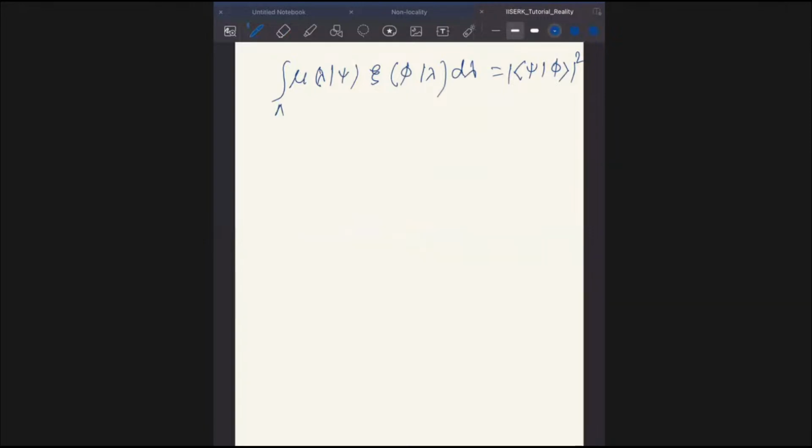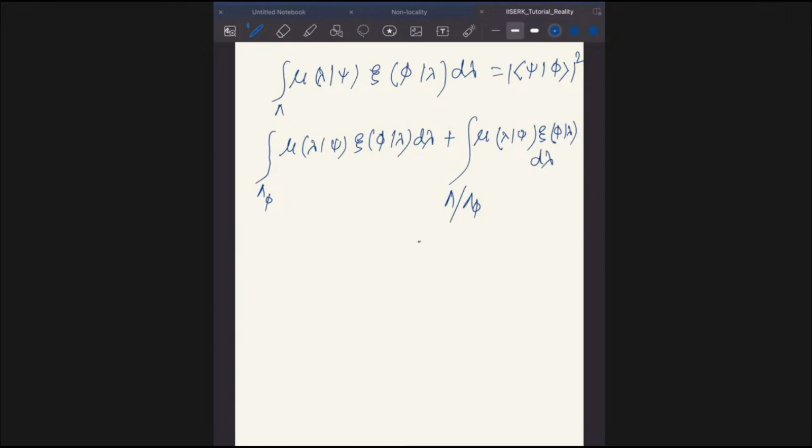So I can divide it in two integrals. One is the integral of mu(lambda|psi) over the lambda-phi space d lambda, plus all other lambda that are not in this space. Nothing I am doing, just dividing this integral, d lambda, equal to |<psi|phi>| squared.